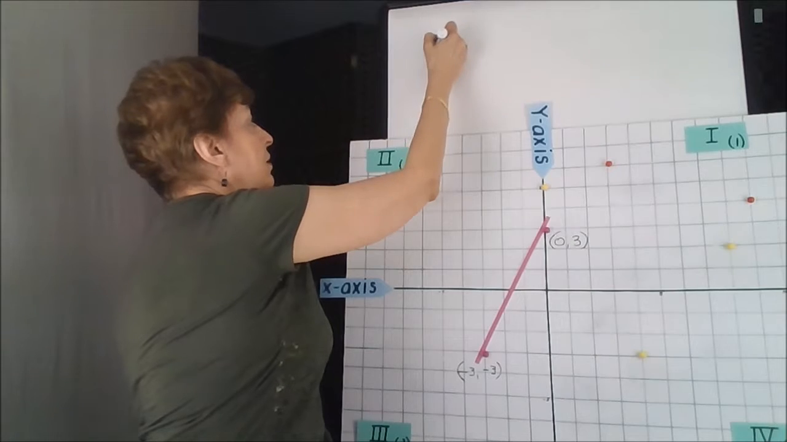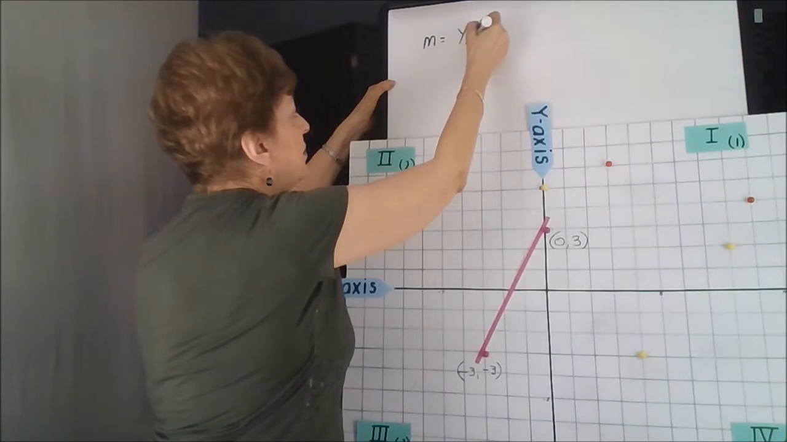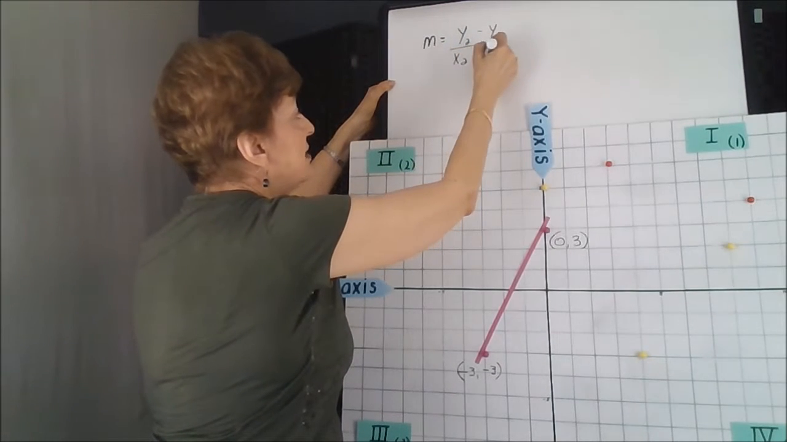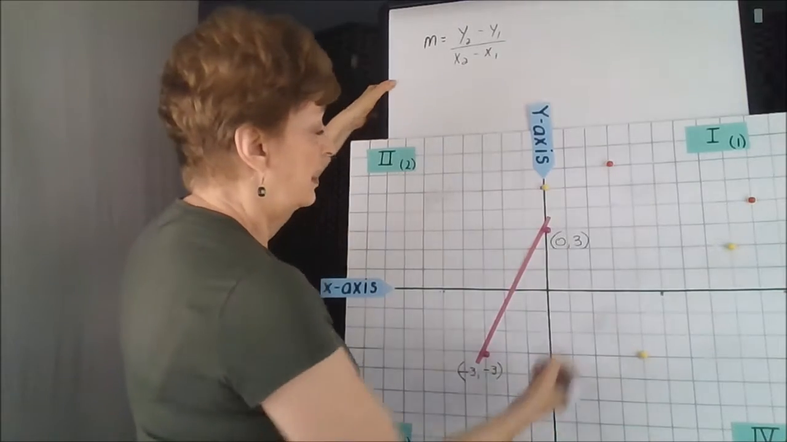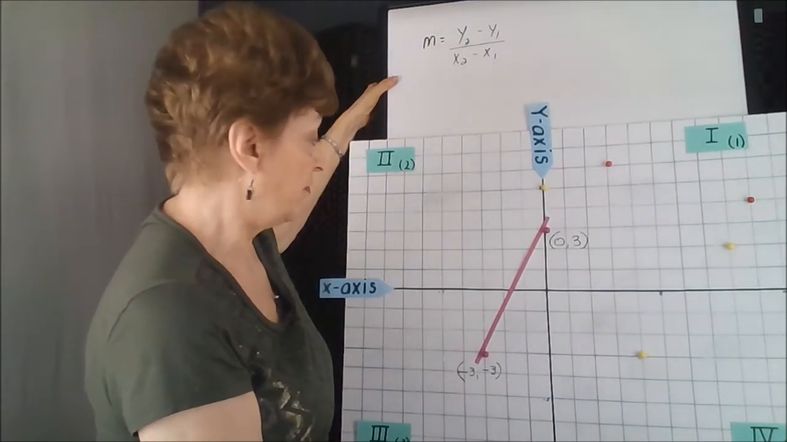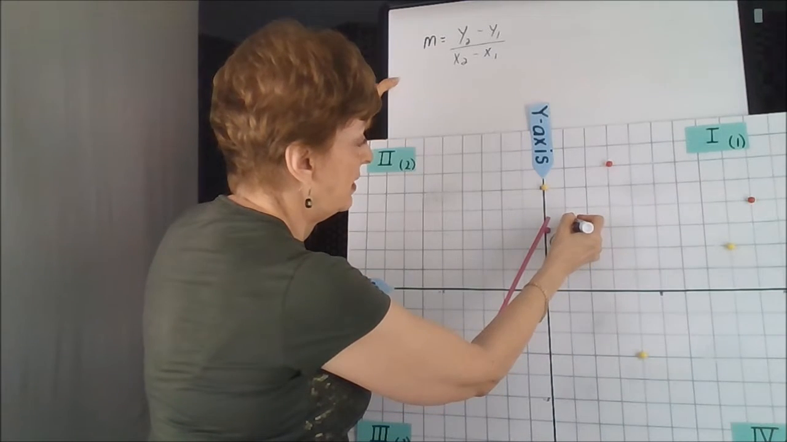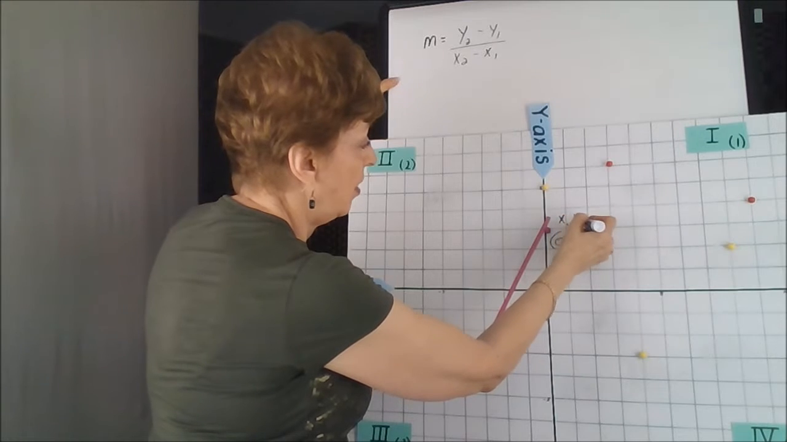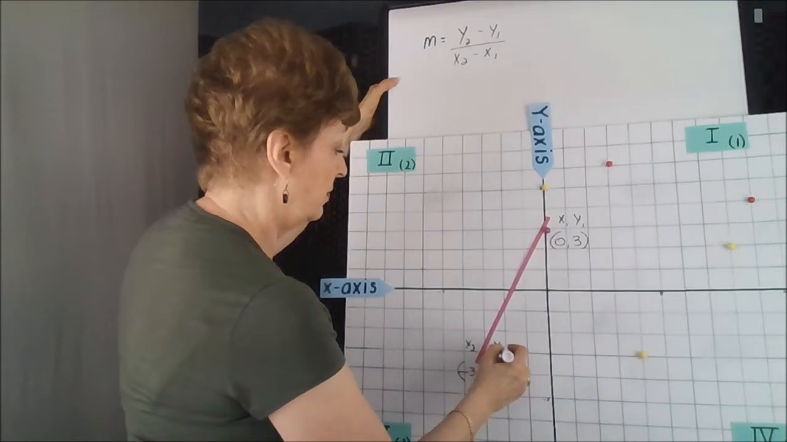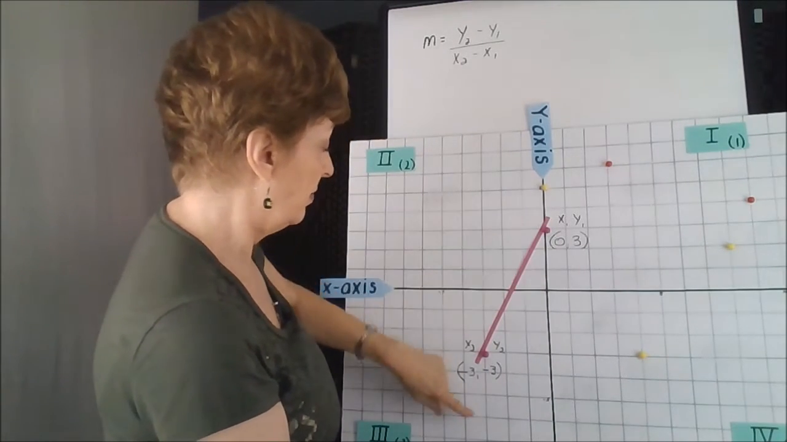So m is equal to y2 minus y1 over x2 minus x1. We've got to choose our points to decide which point is first and second. So let's make this 1. Let's make this our x1 and y1, and then we'll make this our x2 and our y2. But it doesn't matter. You'll get the same answer whether you do it this way or the other.